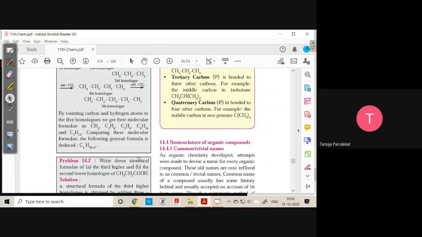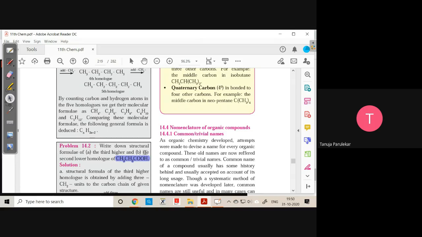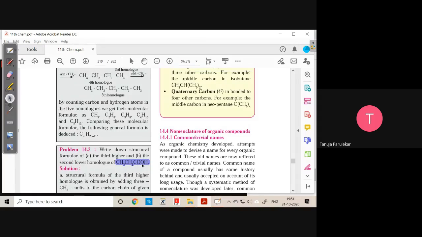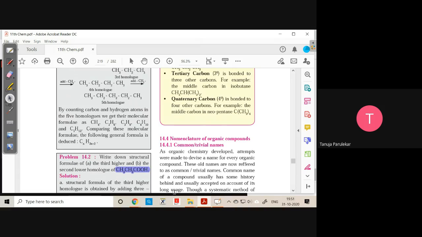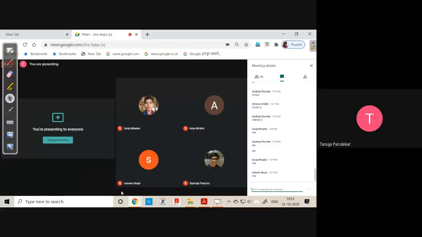Next is: write down the structural formula of A, the third higher and B, the second lower homologue of CH3CH2COOH. When you are given CH3CH2COOH, you are supposed to write the third higher homologue of this and the second lower homologue of this. Can you write it down and let us see whether you are right or not? Just check it out.